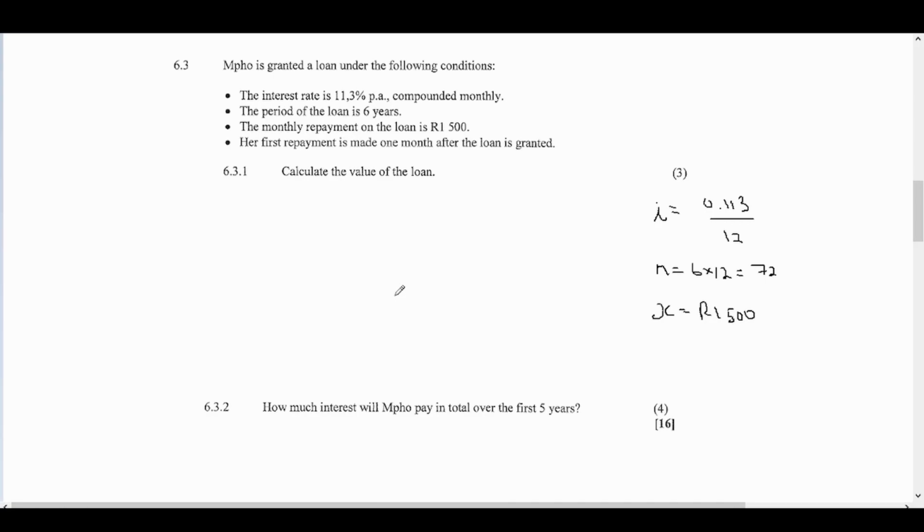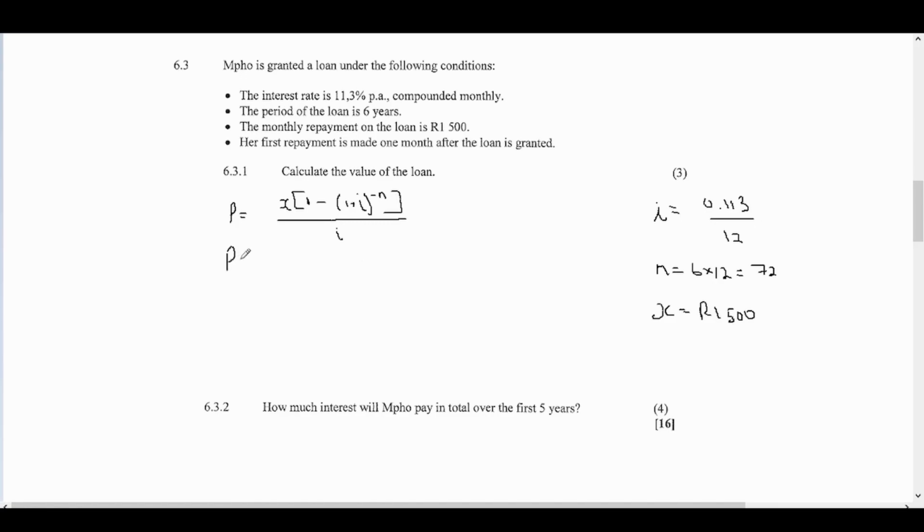Okay, and then 6.3.1 says calculate the value of the loan. As you can see, they didn't give us the amount. Okay, and then to calculate the value of our loan, we're going to be using our P formula, which is our present value, which is P equals X times 1 minus 1 plus I to the minus n, and then all of this divided by I. So we have all our values besides our P value, so we can solve for that.